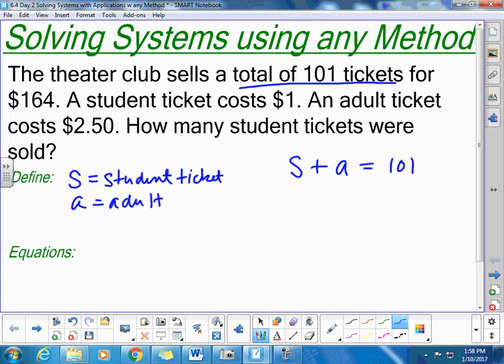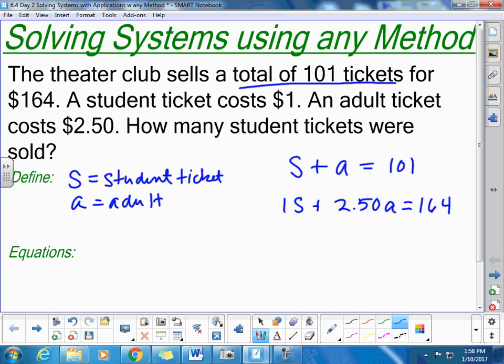Then the other thing we talk about is money. And it says it's $1 for a student ticket. So $1 times S, however many student tickets I sell, plus $2.50 times A is going to equal the total amount that I made, which was $164. So there's my two equations, substitution or elimination, it doesn't matter.